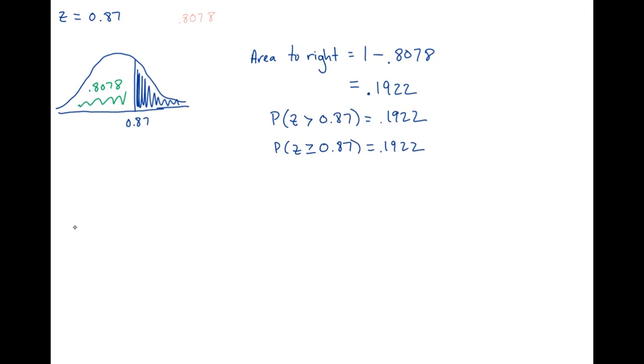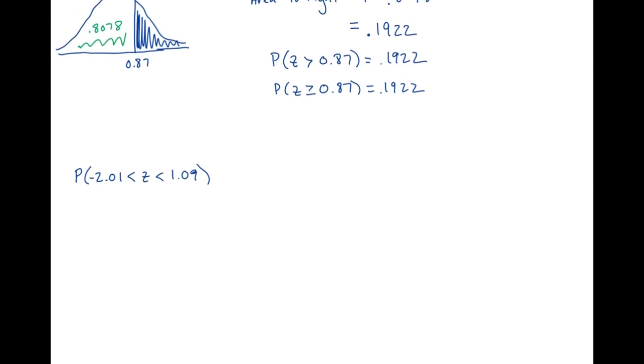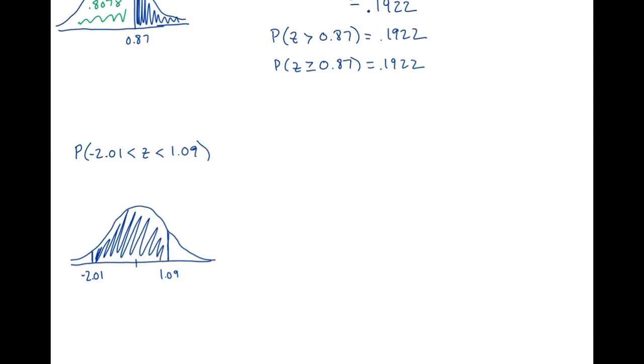Now suppose we're looking for the area between two z-scores, or the probability that a z-score falls between two z-scores. So something like this. The probability that z is between negative 2.01 and positive 1.09. Again, the table will give us all areas to the left of a z-score. Negative 2.01 is to the left. 1.09 is to the right and not as far. We are looking for the area between these two z-scores. Again, we're limited to the table telling us the area to the left of any z-score.